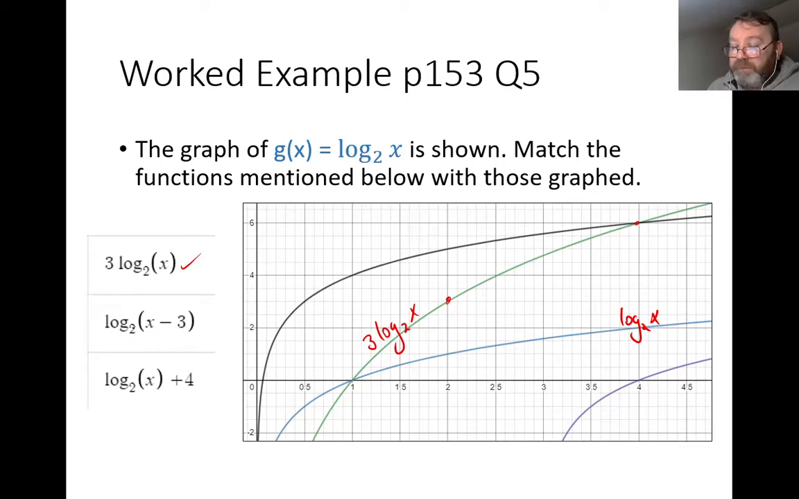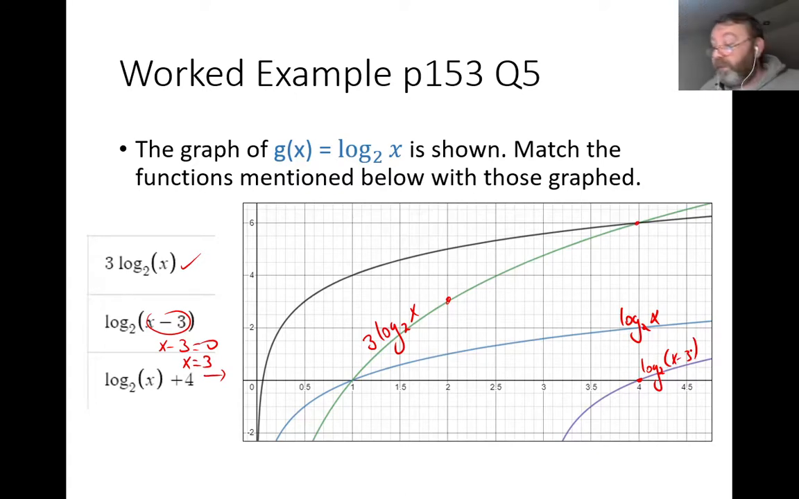Next one, log to the base 2 of x minus 3. Now again, remember what I told you? When x is directly affected by a number, take it out. X minus 3. Set it equal to 0. X equals plus 3. Which means that this one is the same as the original blue function, but it has been pushed 3 units to the right hand side. So therefore, take the blue line, take that point there, and push it 3 units over to here. So therefore, that purple line is log to the base 2 of x minus 3.